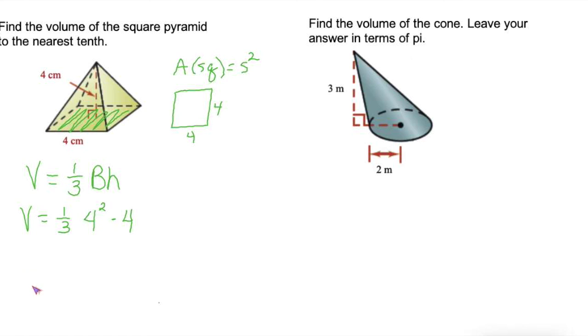Now we need our answer just to the nearest tenth, so you can put all this in your calculator and round to the nearest tenth. Let's see, 64 divided by 3, that's rounding to 21.3, and that's going to be in cubic centimeters.